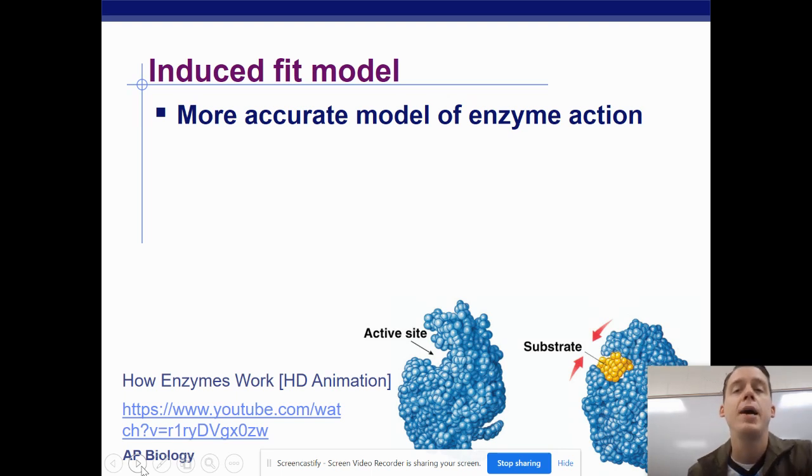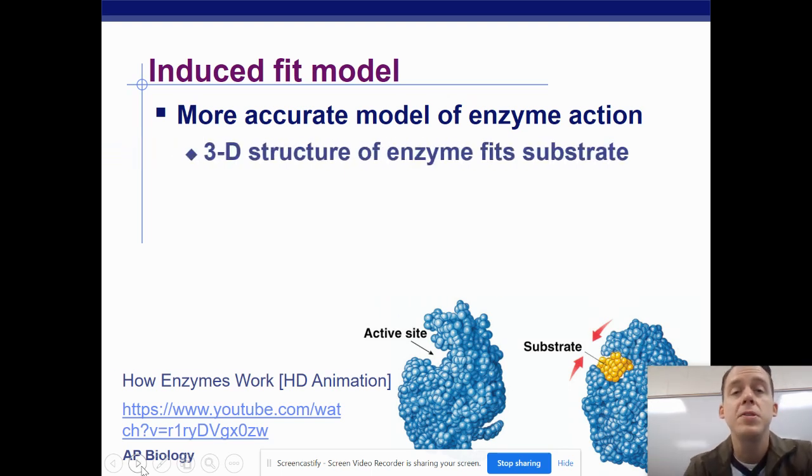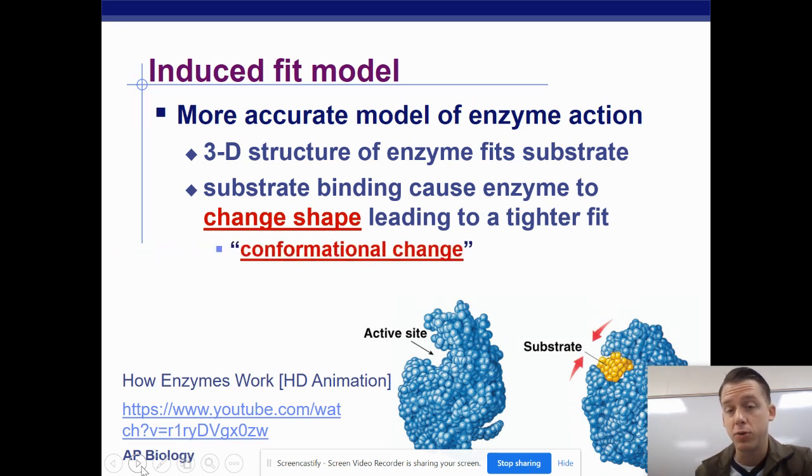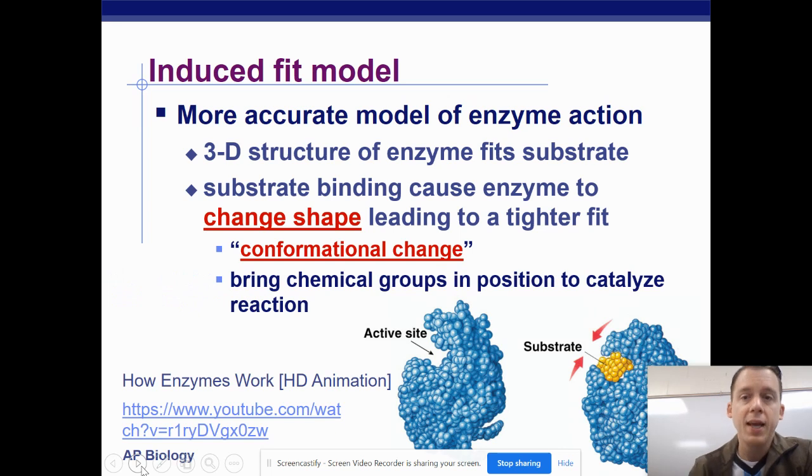The induced fit model is more accurate. It doesn't mean the lock and key is wrong necessarily. This is just kind of added on top of that. The induced fit model still tells us that we have a 3D structure of an enzyme, and the substrate specifically fits that 3D structure. That has not changed. The substrate binding, though, is going to cause the enzyme to change shape, which is going to give us a tighter fit. Remember, that's called a conformational change. And it is going to bring chemical groups in the right position to catalyze the reaction.